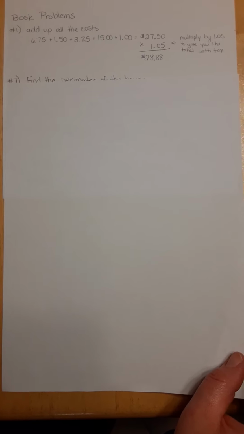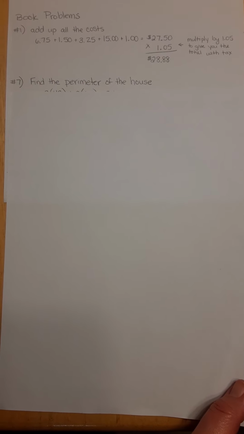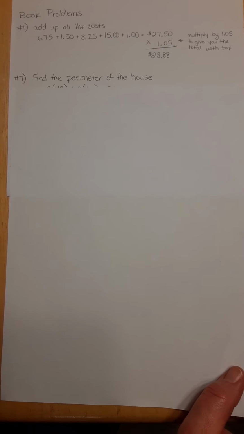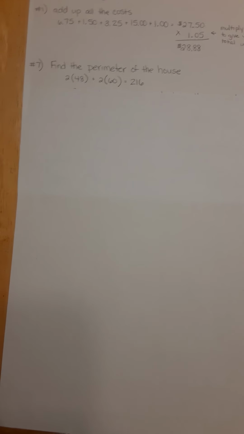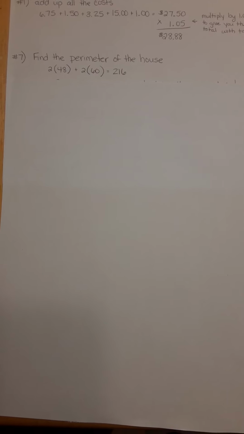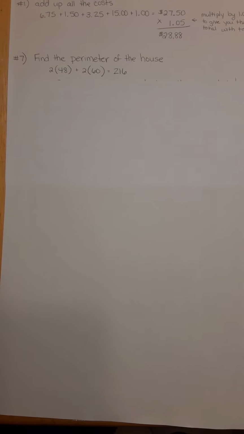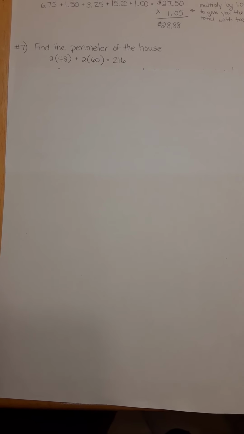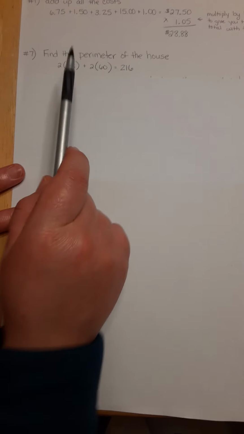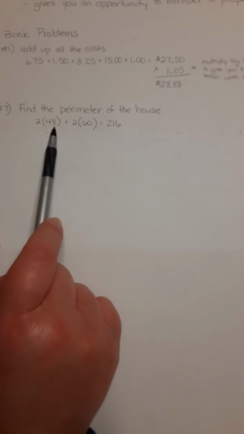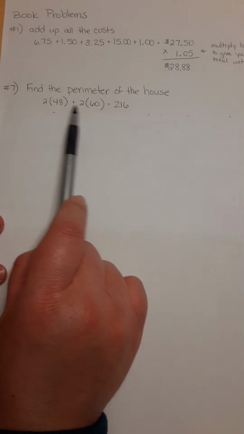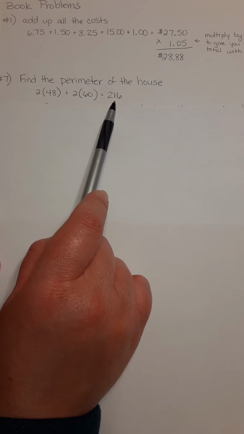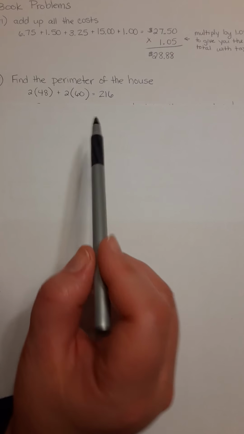So problem number 7, the very first thing I need to do is find out what the perimeter of my house is. They give us the measurement of the house. This one is a rectangular house, they tell us right off. So I know that if it's 48 by 60 feet, I'm going to have 2 walls that are 48 feet, and 2 walls that are 60. So multiply and then add your totals up, and that tells me the perimeter of my whole house is 216 feet.